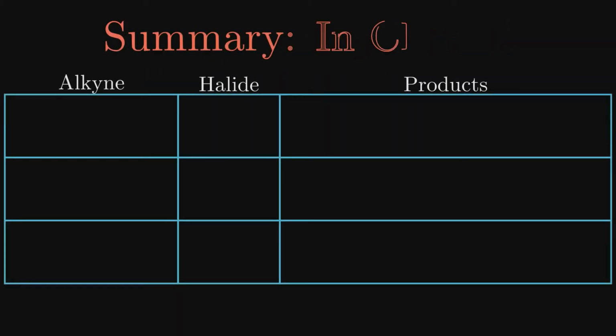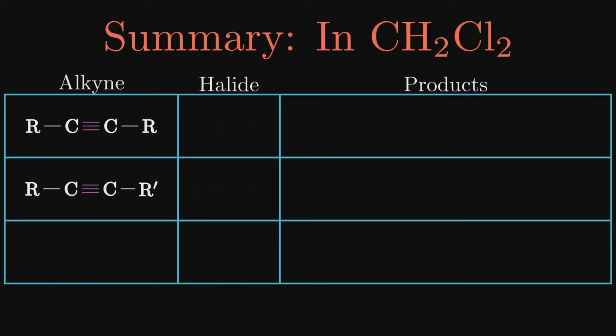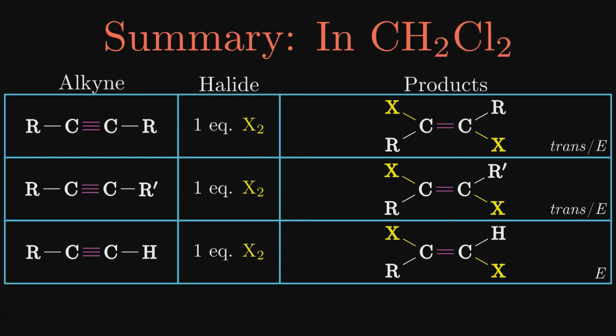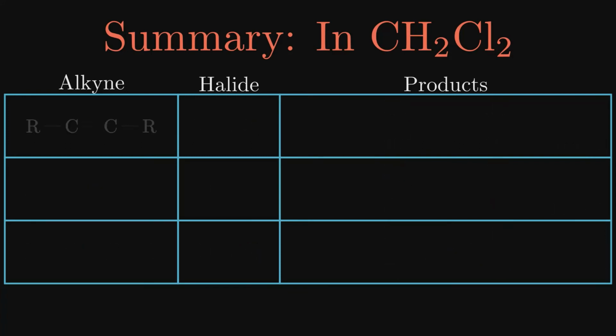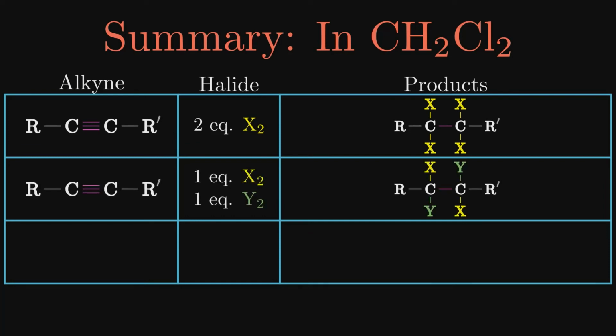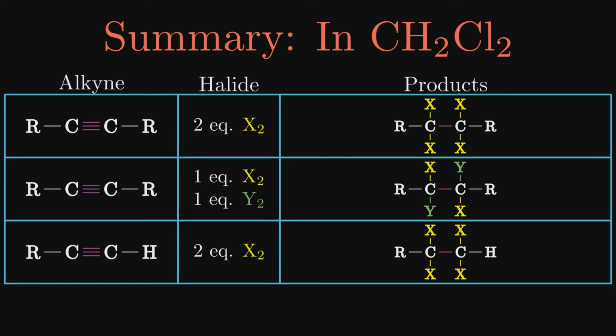In summary, for internal alkynes regardless of symmetry, a single addition results in a trans E dihalide product. For a terminal alkyne, the dihalide can only be classified as E. Unlike alkenes though, this addition can happen again with the same halide or another and result in a tetrahalide product. In the case of internal alkynes, the symmetry makes no difference, there is only one product. For terminal alkynes, if there is two equivalents of one halide or a mix of two, there is only one product in each case.